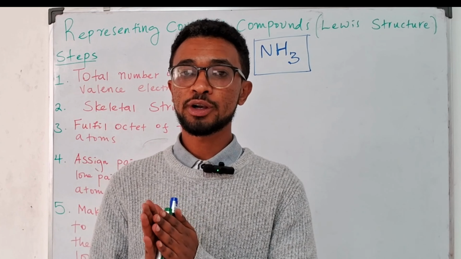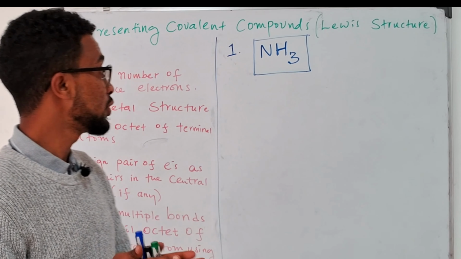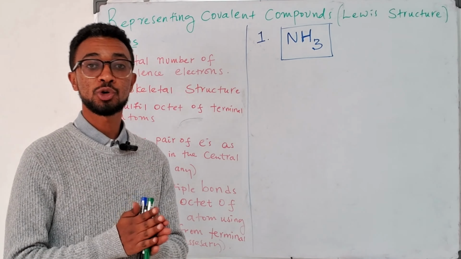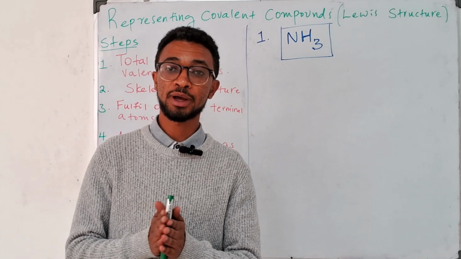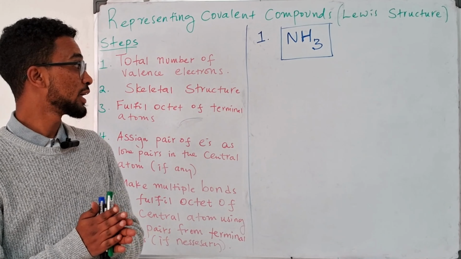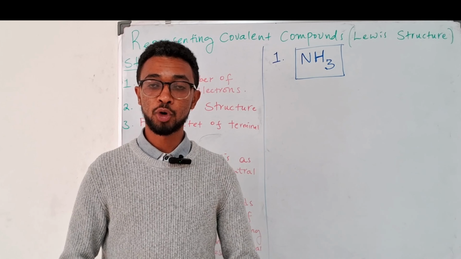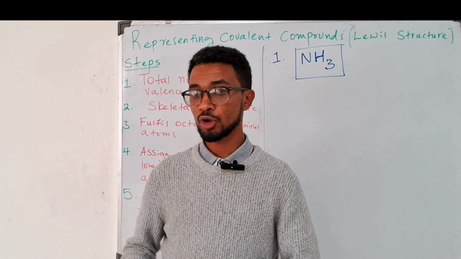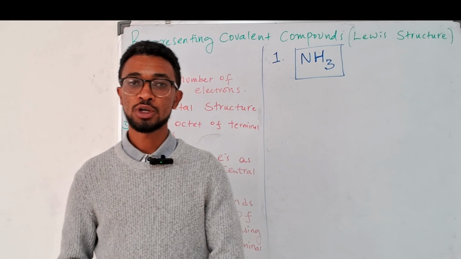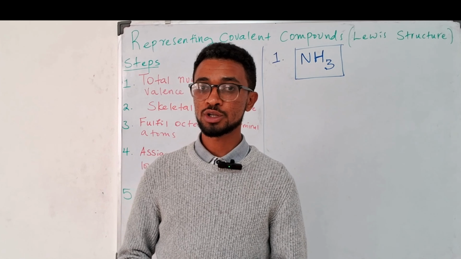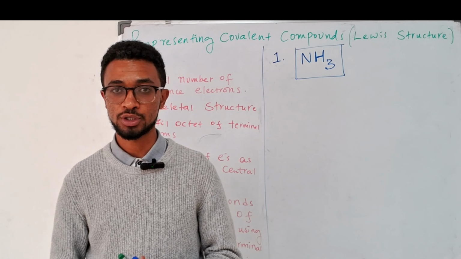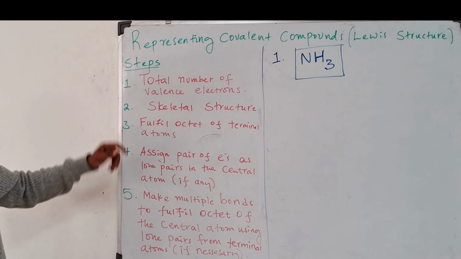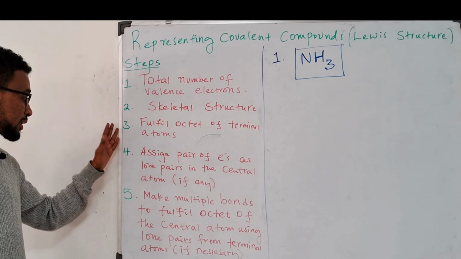Okay, now let's focus on representing covalent compounds using the Lewis structure. Being able to write the Lewis structure of covalent compounds is mandatory. It will help you in predicting the molecular polarity, bond angle, as well as the molecular geometry of a given compound. So make sure you are able to draw the Lewis structure for any covalent compound. To write it, we need to follow some steps. We have summarized them into five steps.